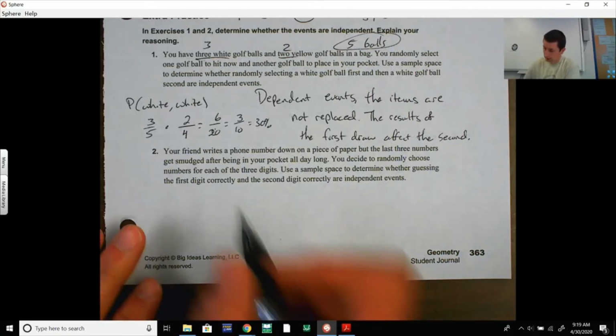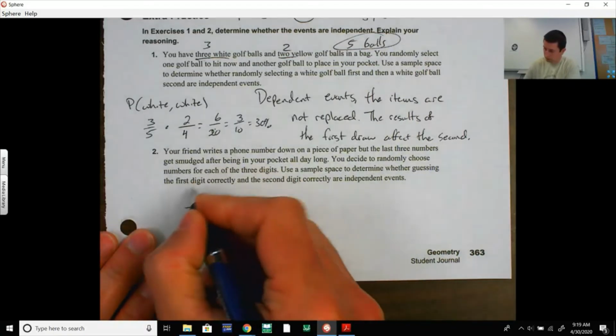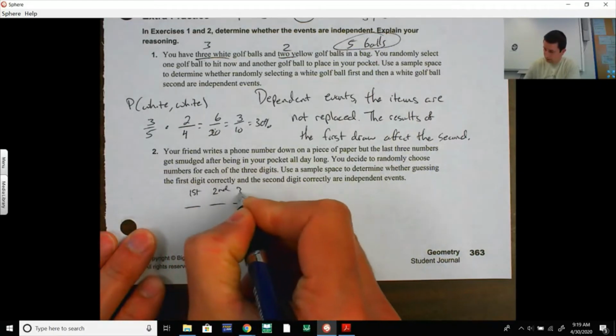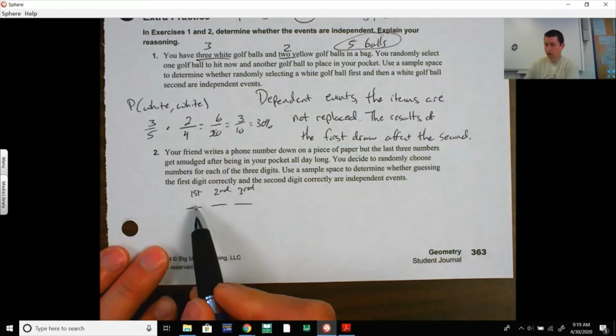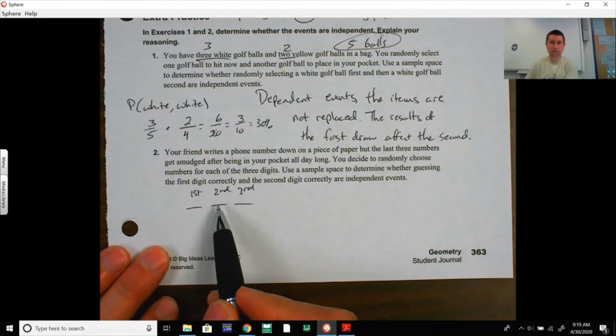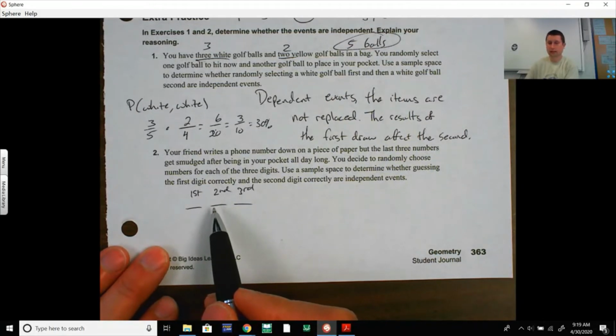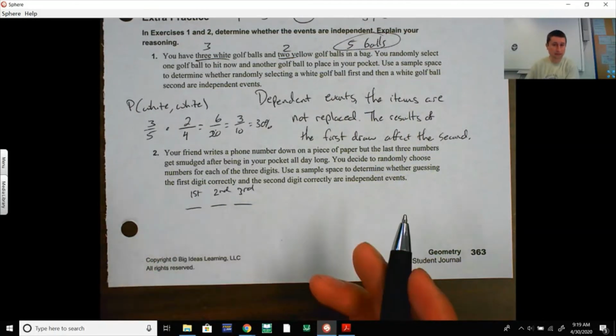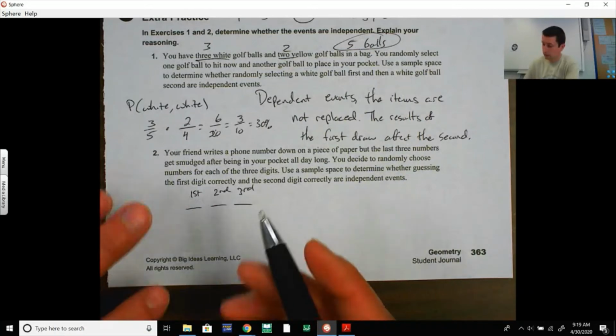So we have 3 digits, 1, 2, 3. Here's the first digit, second digit. They're not asking about the third. They want to know, does the digit you choose here affect what you can choose here? And they don't say anything about each digit is different, and they don't say you can repeat or anything. We're going to assume we can repeat numbers.